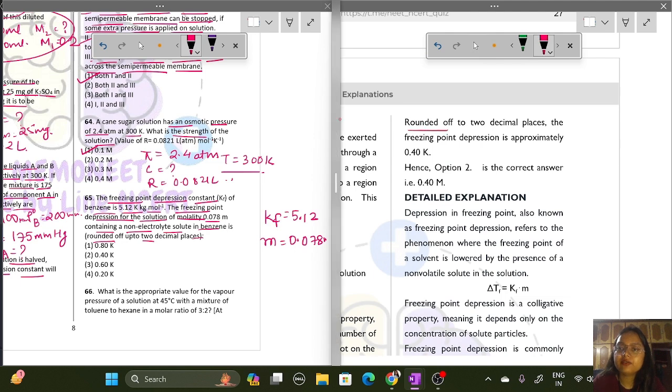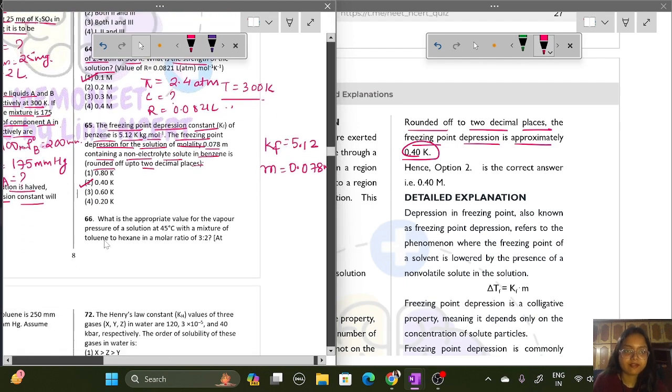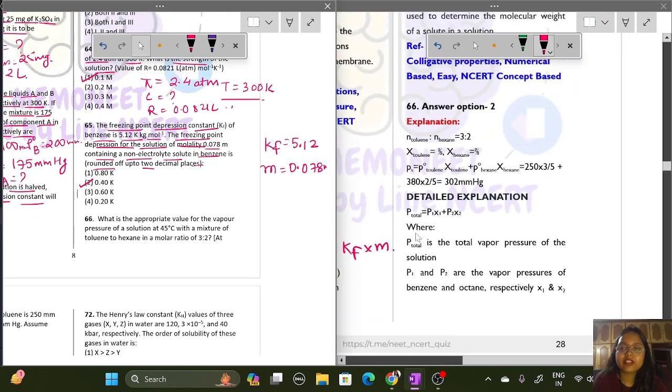On rounding off to 2 decimal places, the freezing point depression is approximately equal to 0.40. So option number 2 here is the correct option for question number 65. Next is question number 66.